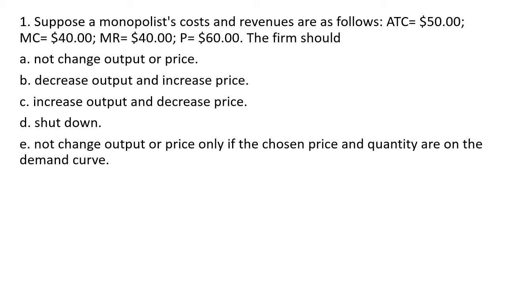Well, since it's a monopoly, they need to see if marginal revenue is equal to marginal cost. And we have that marginal revenue is 40 and marginal cost is 40. So they are equal, which means they are at their best possible combination. So they don't want to change their output. Also, their price is $60.